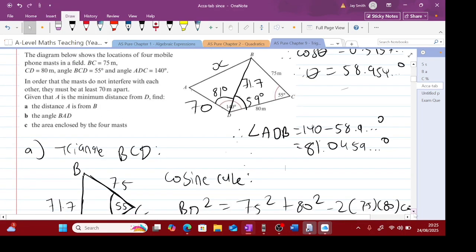And again, it can help if you think you're going to forget: you can note what you stored it as, like this, if you wanted to. But anyway, that's what I stored it as. So that's the angle ADB.